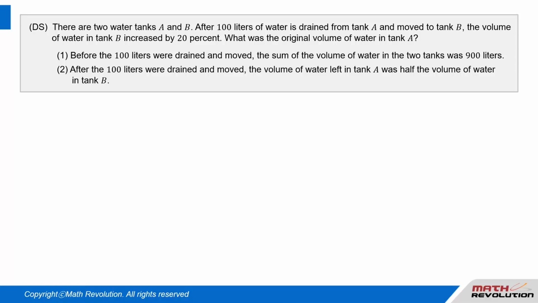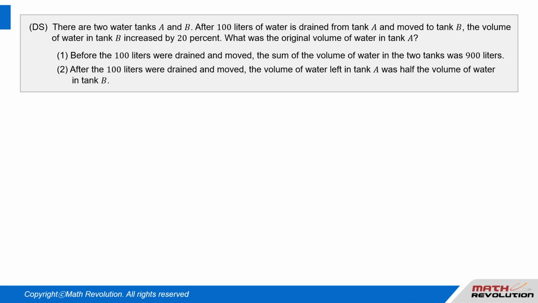Question. DS. There are two water tanks, A and B. After 100 liters of water is drained from tank A and moved to tank B, the volume of water in tank B increased by 20%. What was the original volume of water in tank A?